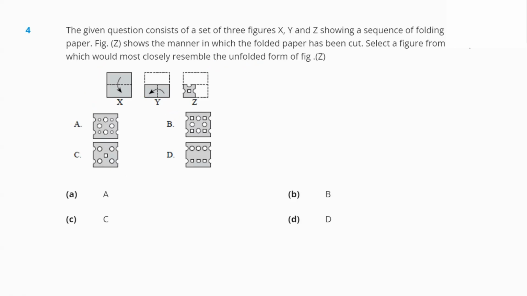In this, the given question consists of a set of 3 figures X, Y, and Z showing a sequence of folding of a piece of paper. Figure Z shows the manner in which the folded paper has been cut. Select a figure from the options which would more suitably resemble the unfolded form of Z. So we want the unfolded form of Z. Firstly the paper was folded in this way and then this.